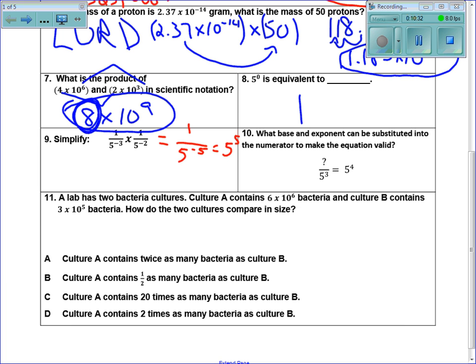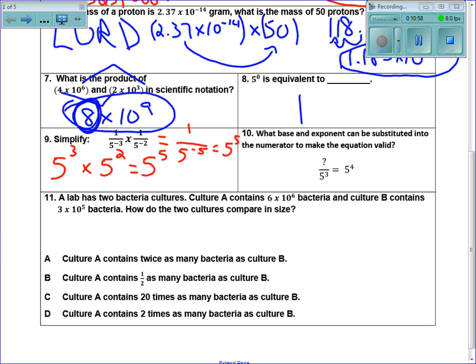The other way of doing this is by making these exponents positive first. So 1 over 5 to the negative third, find the reciprocal, make it positive, 5 to the third, same thing with the next one, times 5 squared equals 5 to the fifth power. Same answer. Number 10, what base and exponent can be substituted into the numerator to make the equation valid?